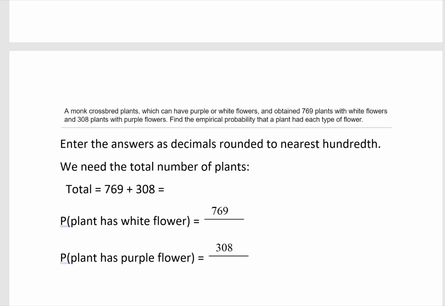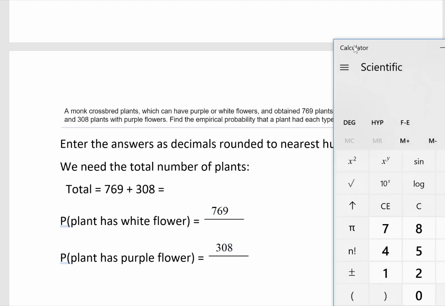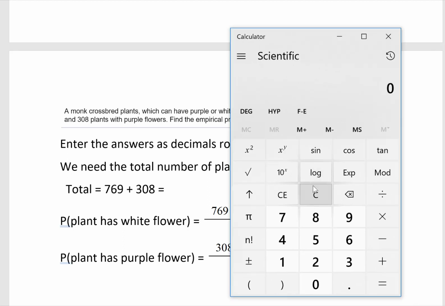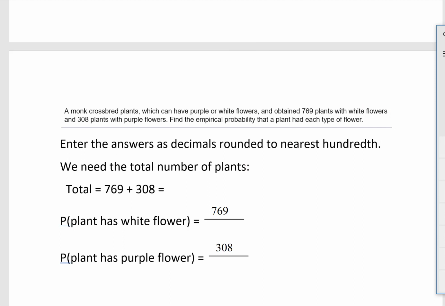First, we need the total number of plants. So we need to add 769 to 308. I'm going to move my calculator over, and I'm going to add 769 plus 308. And I get 1,077. So that's going to become the denominator for each of my probabilities.